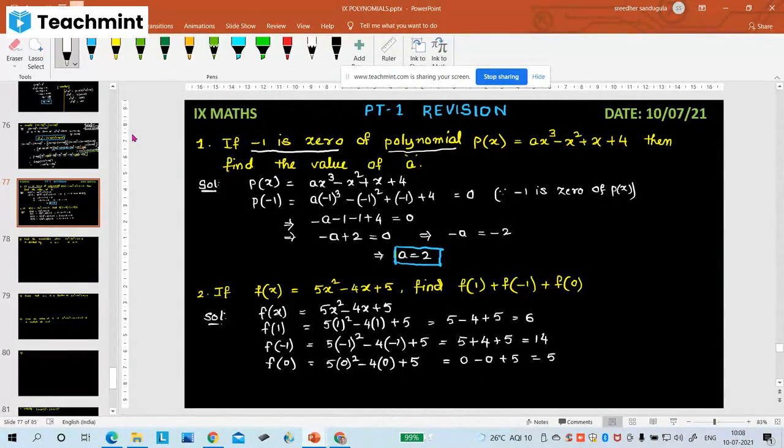Now it is asked to find f of 1 plus f of minus 1 plus f of 0. Therefore, f of 1 plus f of minus 1 plus f of 0 is equal to, what is the f of 1 value we have got? 6. 6 plus f of minus 1 is 14 plus f of 0 is 5. Ultimately you get 14 plus 6, 20, 20 plus 5, 25. 25 is the answer. So this you can copy, children, both questions. Then we will move to the next problem.